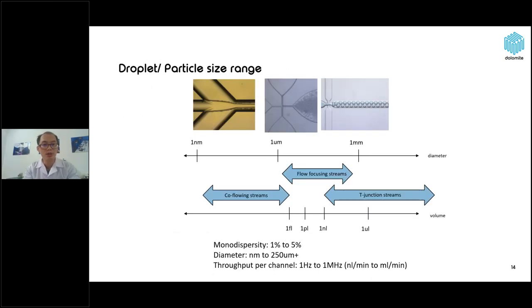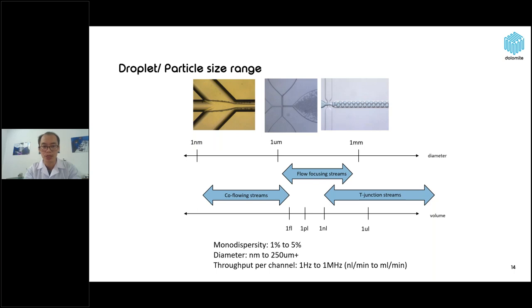Droplet size or particle size range can be controlled by using different methods for droplet generation. For the largest droplet size, we can use the T junction chip. For micro size, which ranges from micrometers to less than 1,000 micrometers, we normally use the flow focusing stream. And for nano size particles, we use the core flow stream.